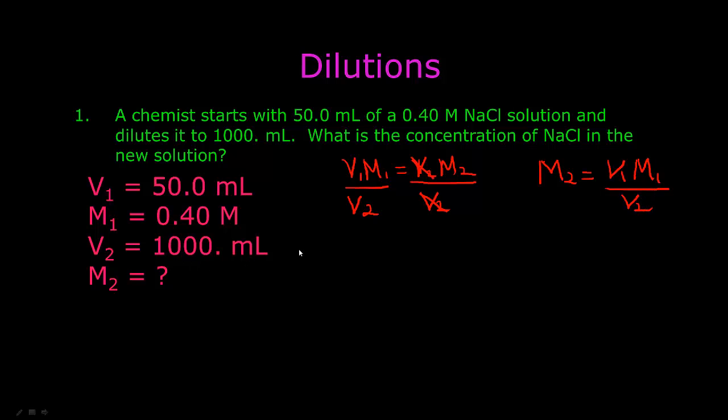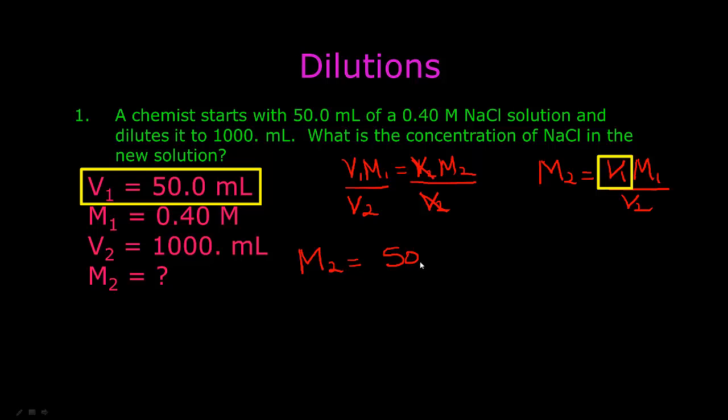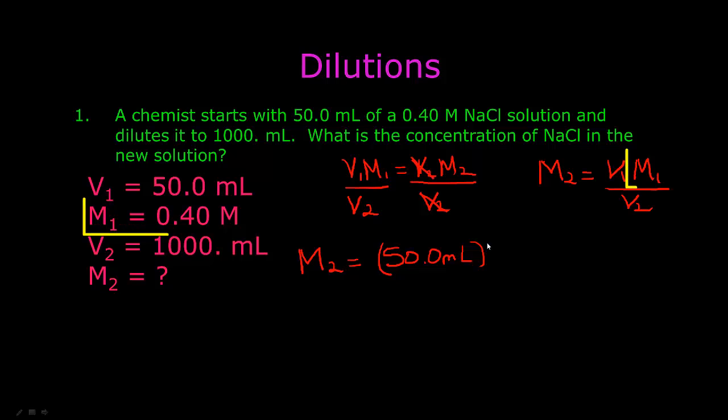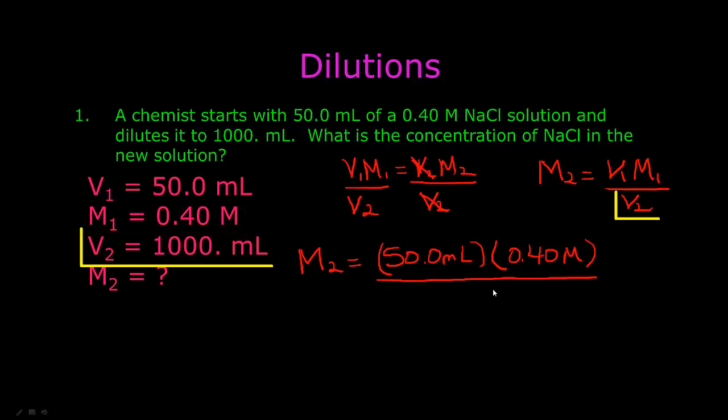Now I'm just going to plug all these in. M2 is equal to 50 milliliters times my initial molarity, which is 0.40 molar, divided by my final volume, which is 1,000 milliliters. I'm going to cancel my units. I have a milliliter on top divided by a milliliter on bottom. They go away.